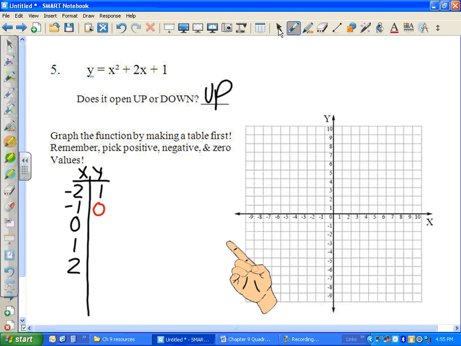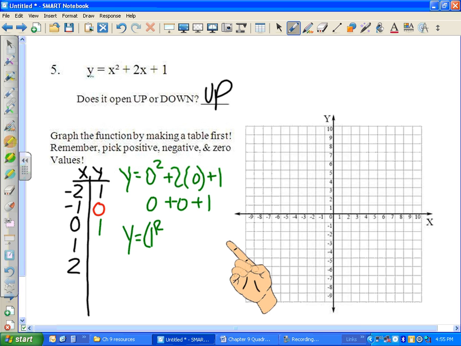Okay, next one. Put a 0 in. This is the easiest one. Y equals 0 squared plus 2 times 0 plus 1. That's 0 plus 0 plus 1. I get 1. Okay, next one is put a 1. Y equals 1 squared plus 2 times 1 plus 1. That's going to be 1 plus 2 plus 1 is 4.